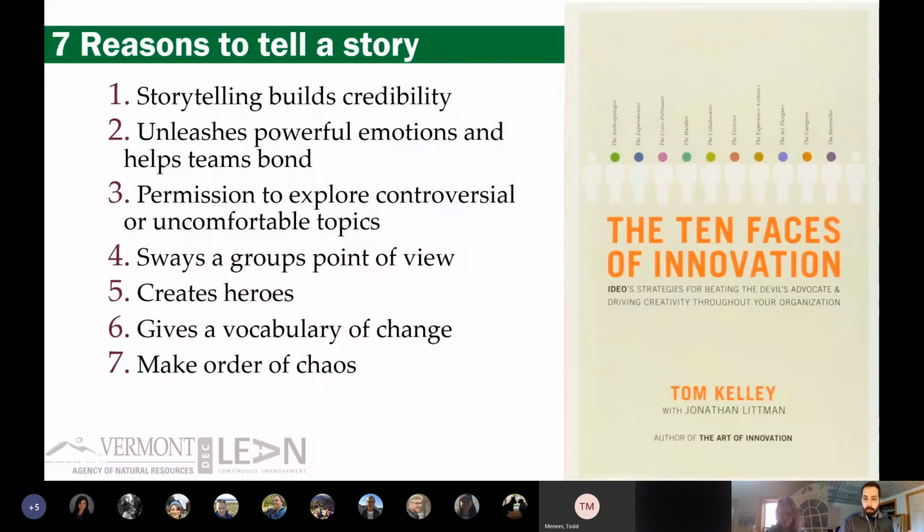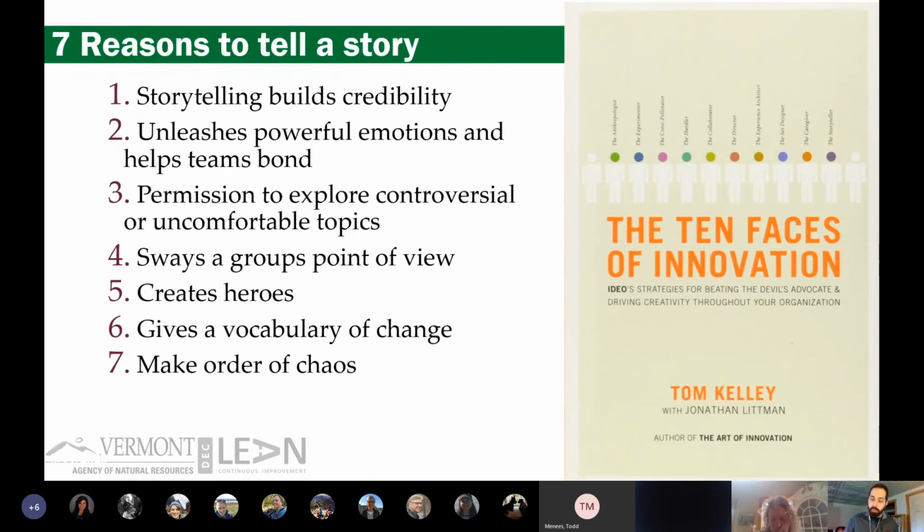It can create heroes, so we can see how we fit into the story and identify ourselves within the story. It also provides an entire vocabulary around change, because if you're starting with world building and building out a world in terms of data, then it allows you to take everyone with you on this journey. And it makes order out of chaos.